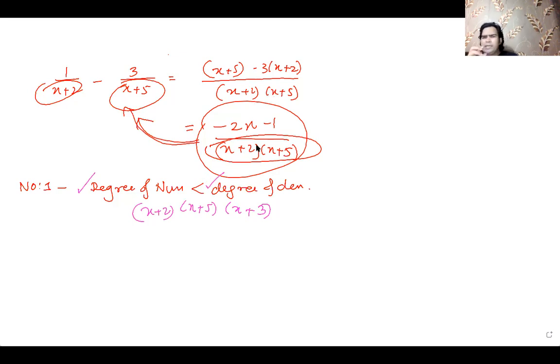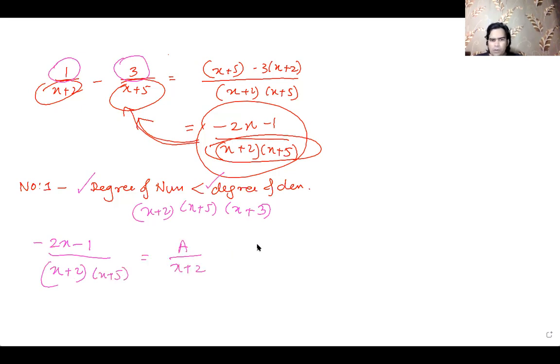Now, how do we basically do this? What we assume is that there are simple constants here. So we take negative 2x minus 1 over x plus 2, x plus 5 as a over x plus 2 plus b over x plus 5. What we have to do is find the missing constants a and b.